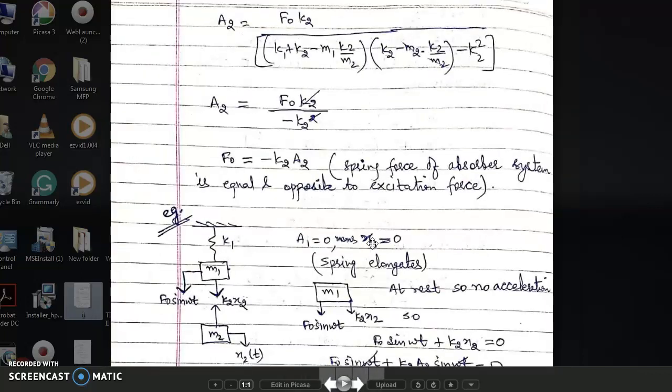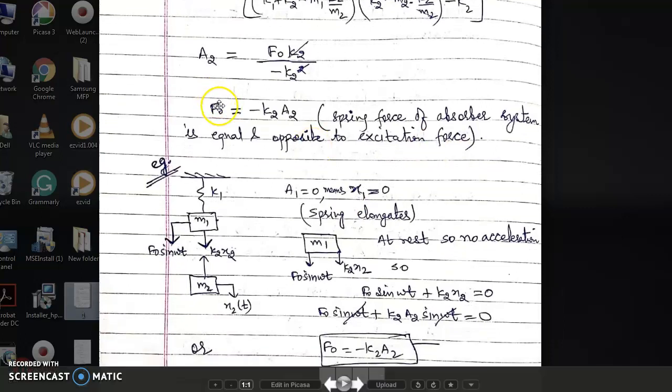So come here again. How is our system moving according to this? If F naught is equal to minus K2 A2, how is my system moving? First, A1 is equal to 0, so X1 will be 0 because X1 is equal to A1 sin omega t. Let's say this mass has no displacement, X1 is 0, but still F naught sin omega t is acting on it. Now I'm assuming X2 is in the downward direction for mass M2. So X1 is 0 and X2 is displacing downward.